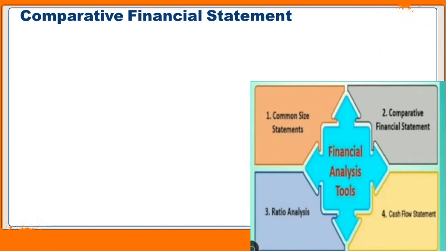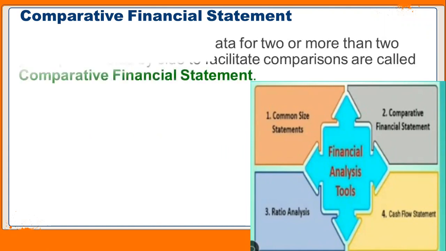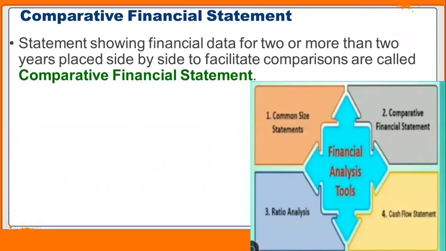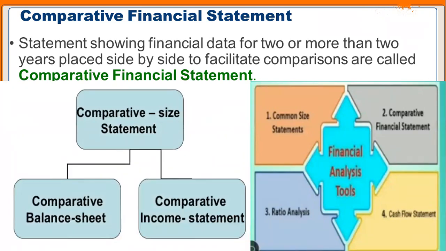Comparative financial statement. A comparative financial statement compares financial data at 2 points of time, helping in deriving the meaning and conclusions regarding the change in financial positions and operating results. Methods for comparison of financial statements are: first, comparative balance sheet; second, comparative income statement.